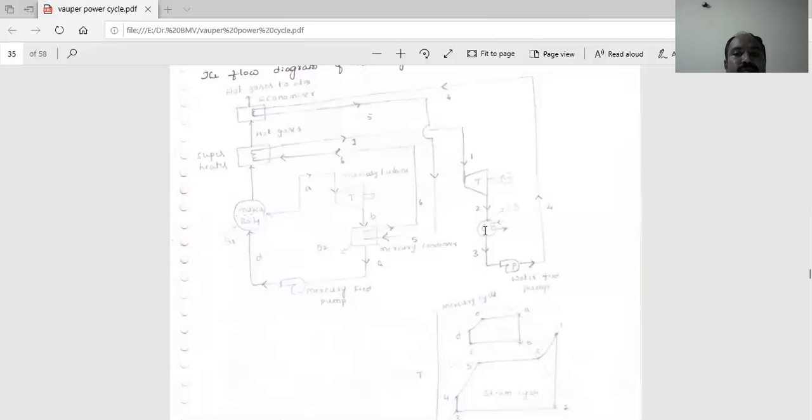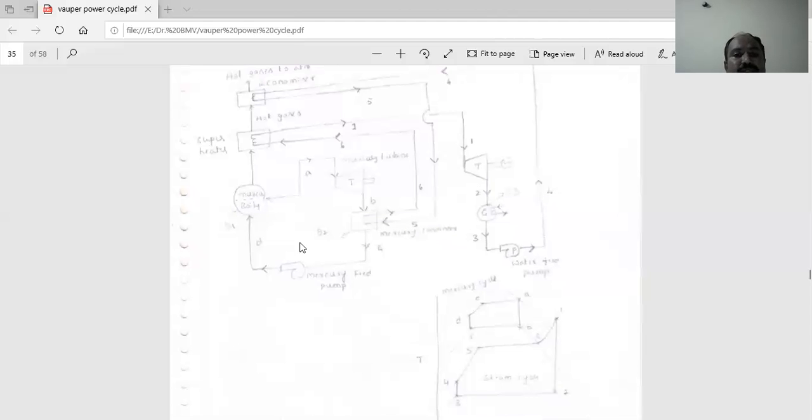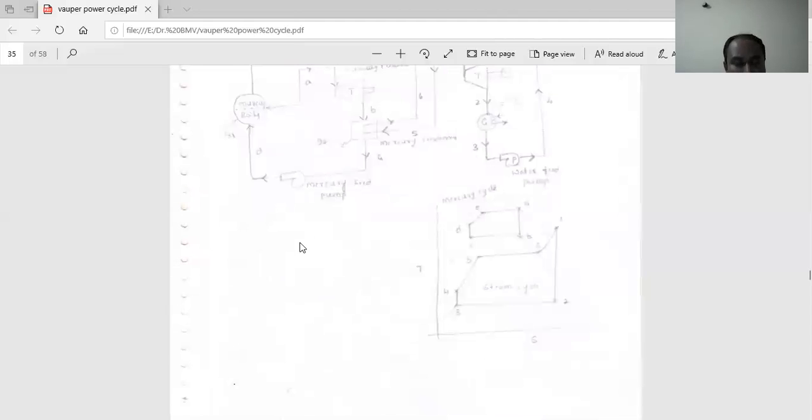The condensation process takes place, and the condensed fluid passes through the pump to the economizer. Through the economizer, heat leaves to the atmosphere. The condensed fluid then passes to the mercury condenser, and then through the mercury feed pump it passes to the mercury boiler. In this way the binary vapor power cycle works.